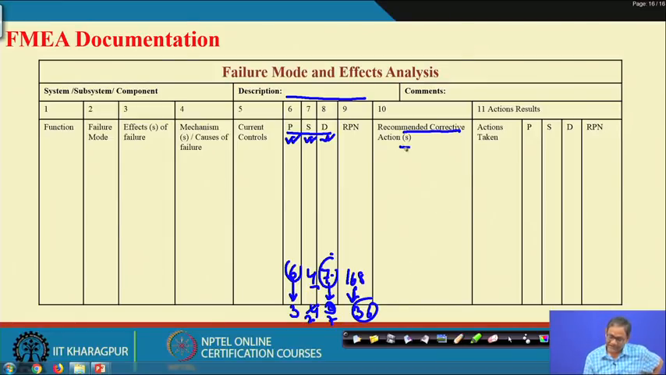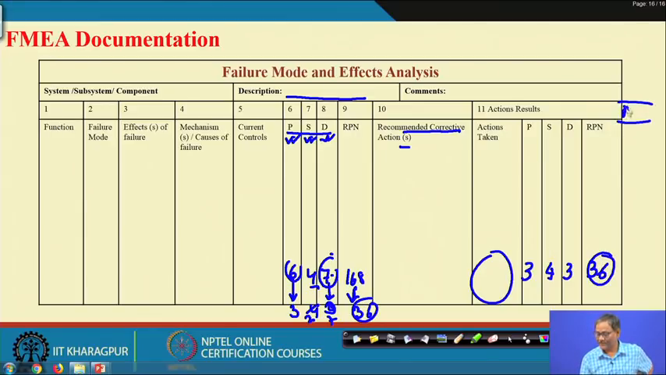So, the action, then you find out the action. Now, if action is taken, then this value will change. Now, 6 changes to 3, 4 remains 4 and 7 changes to 3. So, your final RPN is 36. So, you can add something like remarks here, whether this has taken place. Suppose it is closed, that means this action has been identified and action has been taken, accordingly this reduction is achieved and it is closed.